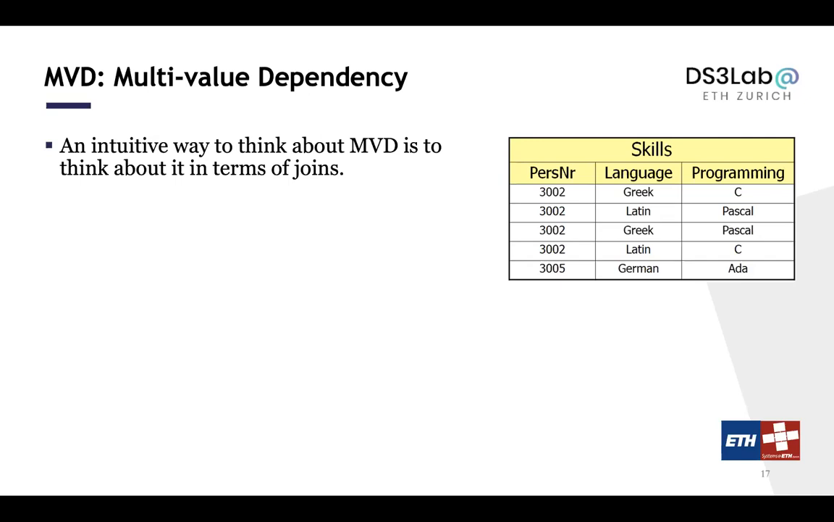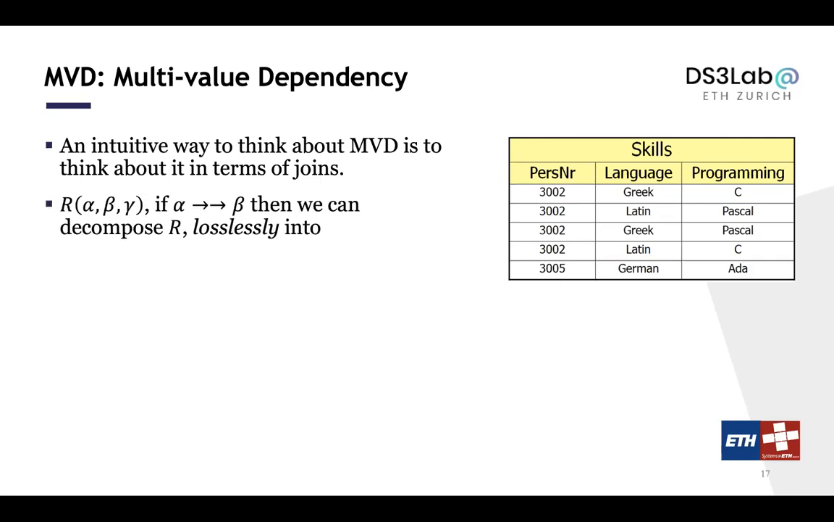Multi-value dependency might look a little bit counterintuitive, but the very intuitive way to think about it is in terms of joins. When you have alpha, beta, and gamma, 3 sets of attributes in relation R, and an MVD from alpha to beta, it means you can decompose R losslessly into 2 relations: one taking alpha and beta, another taking alpha and gamma. If you join them together, you get your original relation. If you can do that, it means there's a multi-value dependency from alpha to beta and also from alpha to gamma, because the whole thing is symmetric.